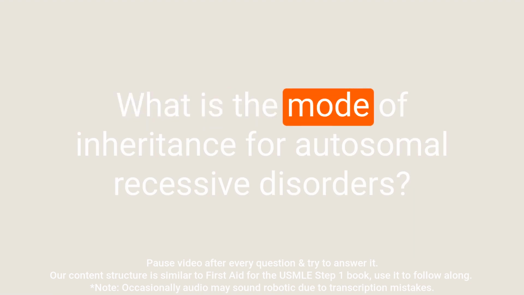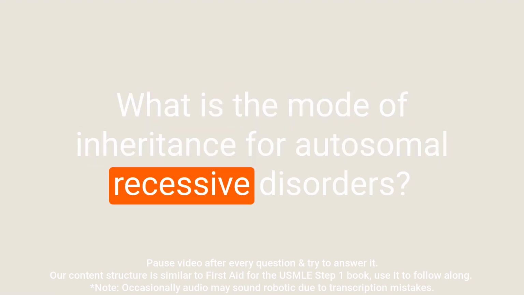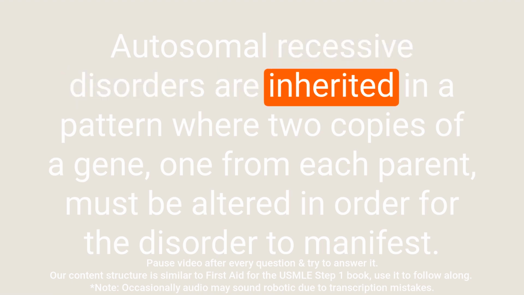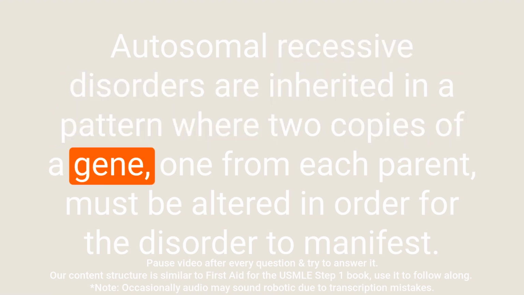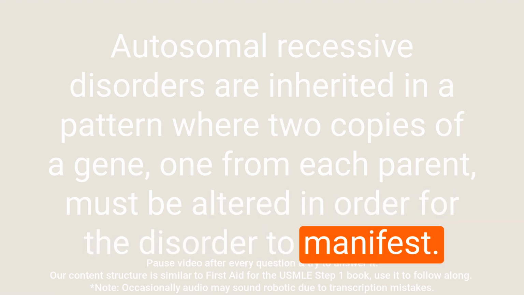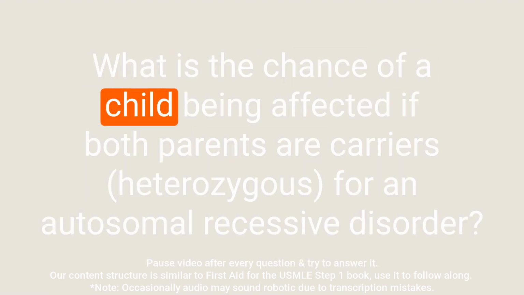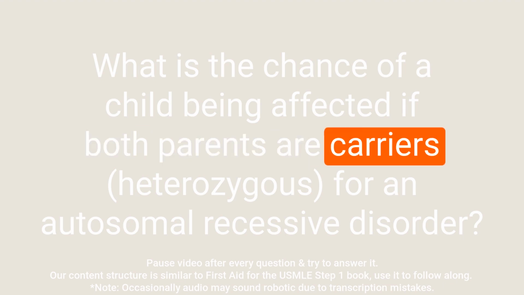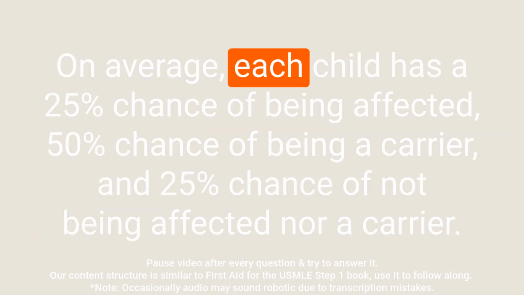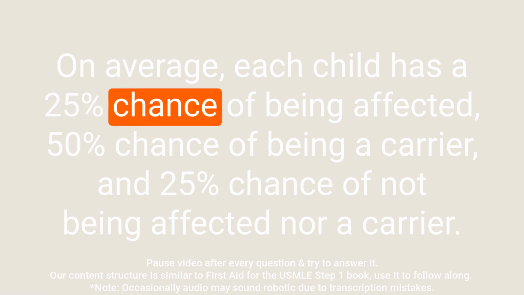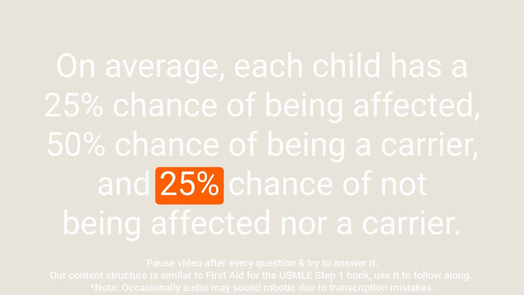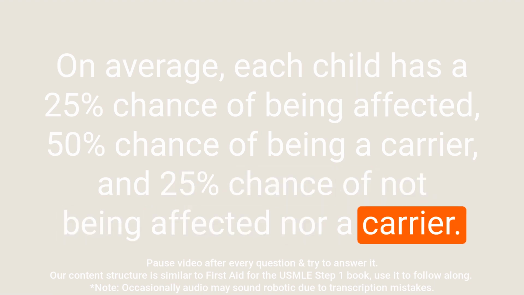Question: What is the mode of inheritance for autosomal recessive disorders? Answer: Autosomal recessive disorders are inherited in a pattern where two copies of a gene, one from each parent, must be altered in order for the disorder to manifest. Question: What is the chance of a child being affected if both parents are carriers for an autosomal recessive disorder? Answer: On average, each child has a 25% chance of being affected, 50% chance of being a carrier, and 25% chance of not being affected nor a carrier.